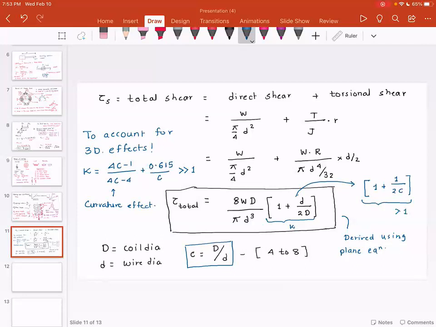So again, it depends upon what they are asking. If they ask that the spring design needs to be done using the curvature effects, using the Wahl's factor, then you will use K is equal to (4C minus 1) divided by (4C minus 4) plus 0.615 by C equation. But at any rate, the value of C, which is the ratio of coil diameter divided by wire diameter, would be given to us, and that is what we will use.